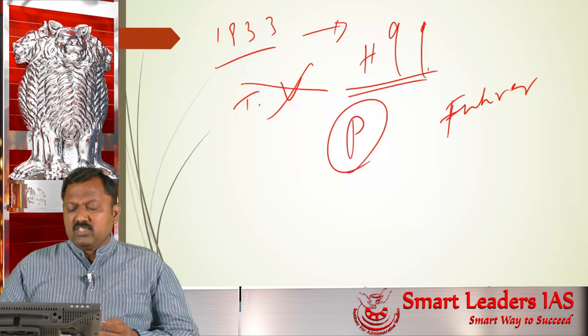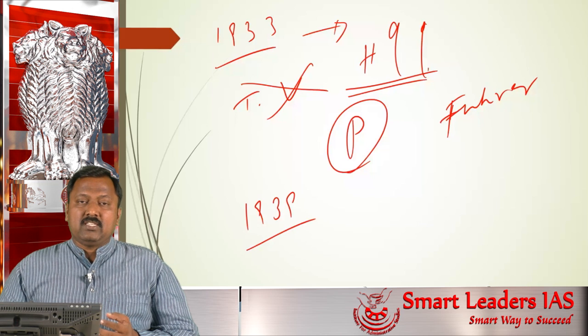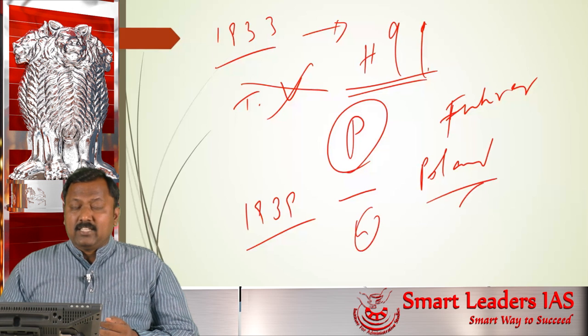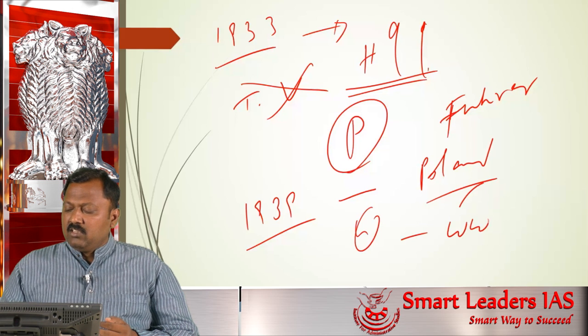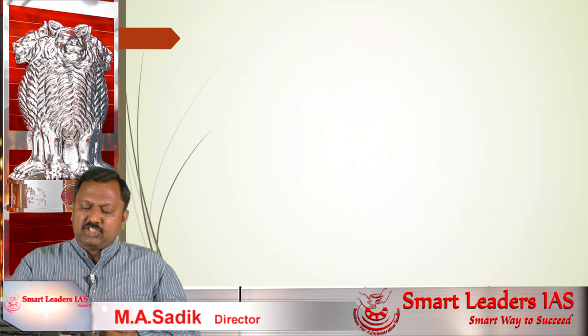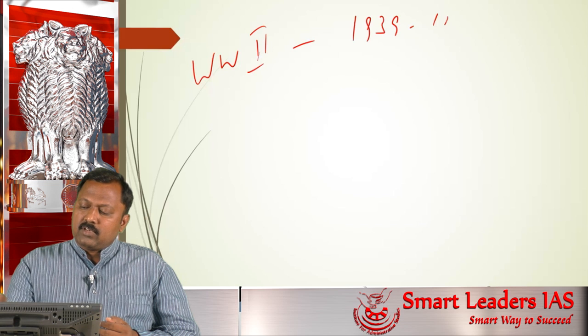But all this was short-lived, because in the year 1939, when Hitler felt that sufficient groundwork had been prepared for the annexation of Europe, he attacks Poland. Germany's attack on Poland led to the beginning of World War II. World War II, the period happens to be 1939 to 1945.